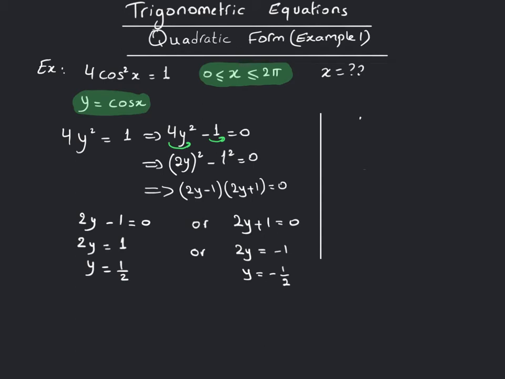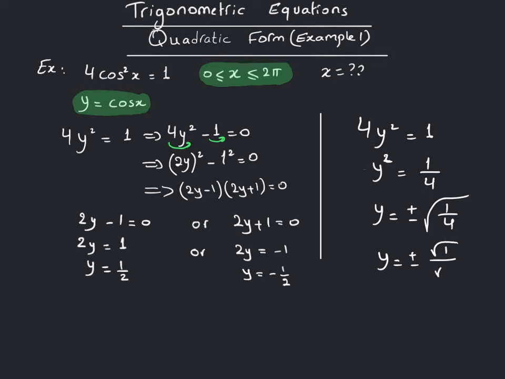Here is the equation. 4y squared equals 1, y squared equals 1 over 4, y equals plus or minus square root of 1 over 4, so y equals plus or minus square root of 1 over square root of 4, which is plus or minus half. So y will be plus half or minus half. Both ways work, so you can choose any one that suits you. Now let's continue because we haven't finished.